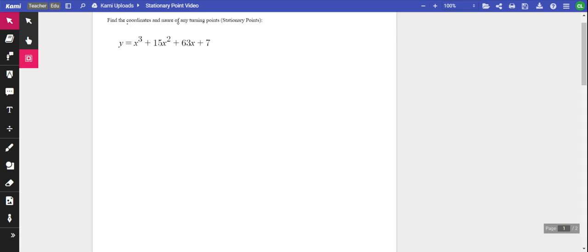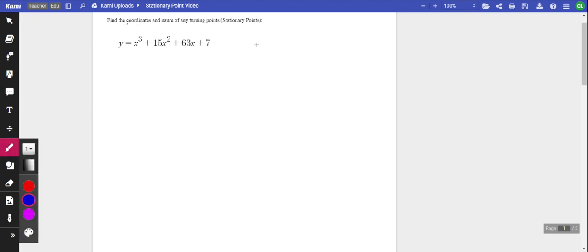So find the coordinates and nature of any turning points. Remember, these are also sometimes called stationary points, because if we have an inflection point where our slope is still 0, but we don't actually turn the direction. So turning points and stationary points will have these same procedures. So the first thing we're going to do is find the coordinates of these turning points.